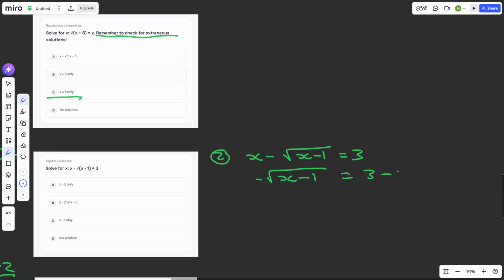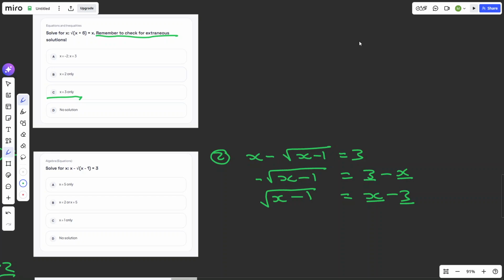and on the right we transpose x to the other side. So 3 minus x. So let's just divide both sides by a negative, okay, just to make it look a bit more neat. So we have square root of x minus 1 is equal to x minus 3, okay? So I simply divided every term by negative. You see here, for this term here, it becomes a positive. This term here becomes a positive, and this term becomes a negative.